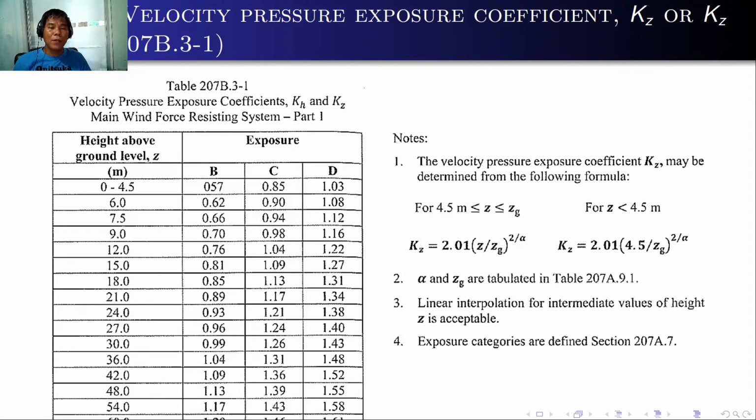For the velocity pressure exposure coefficient, you can just use this table 207B.3-1, depending on the exposure of your building and the height above the ground level. This is the height z that we talked about earlier. It can be z equal to 0 up to a certain height, for example here, 0 to 4.5 meters, and then 6 meters, 7.5. If your height is not within these values, you can just use interpolation.